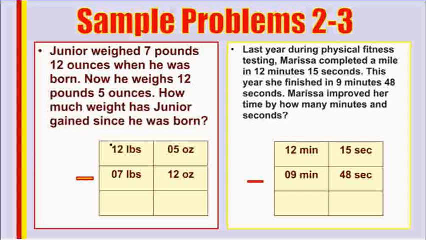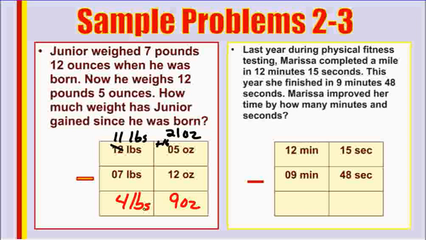To gain more ounces, if I take 1 pound away, I have 11 pounds left, but I gained 16 ounces. So now I have 16 plus 5 is 21. So I have 21 ounces. Now I can subtract 21 and 12. That would give me 9 ounces. 11 pounds minus 7 pounds gives me 4 pounds. So 4 pounds, 9 ounces is how much weight he gained since he was born.